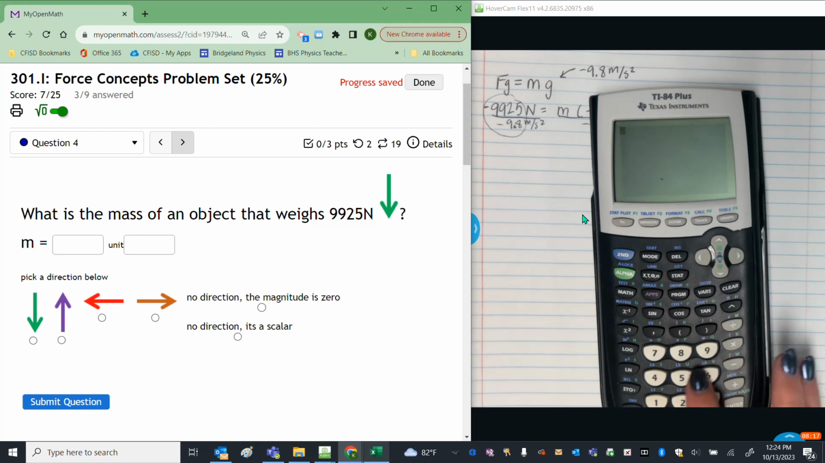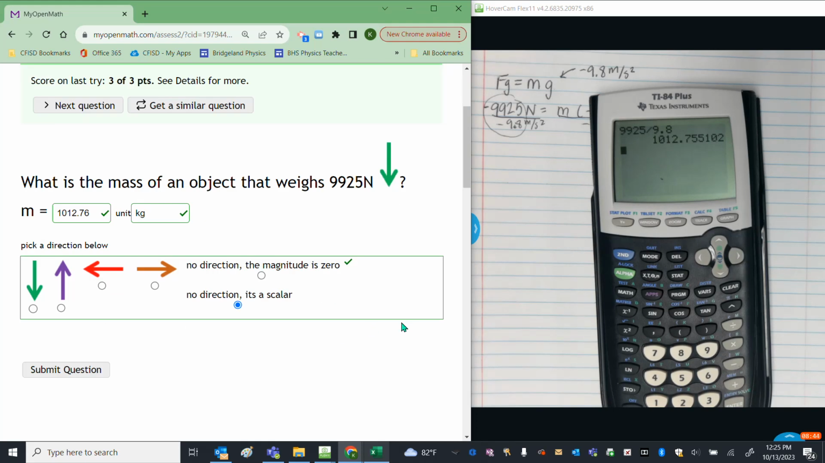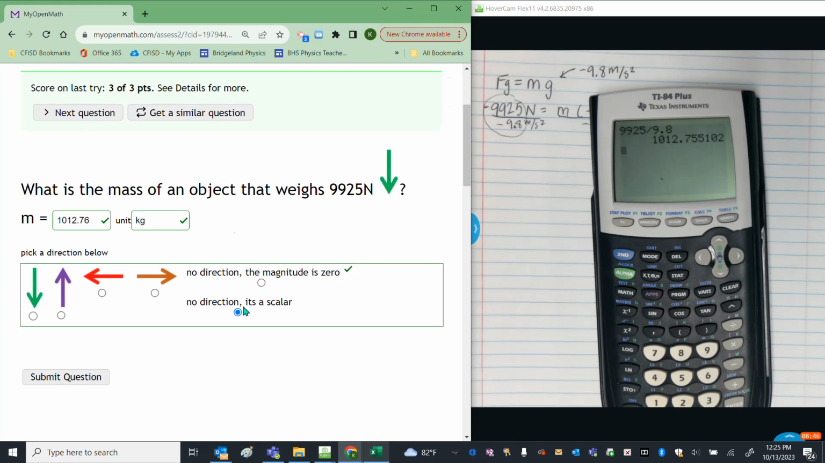But let's go ahead and divide 9925 divided by 9.8. I'm ignoring the signs altogether because I don't need them whenever I'm recording my mass. And so the mass of the object is 1,012.76. If I round this to 2 decimals, that becomes 7.6. The units will be kilograms. And again, mass is scalar. It has no direction. So that is how you would answer that question.